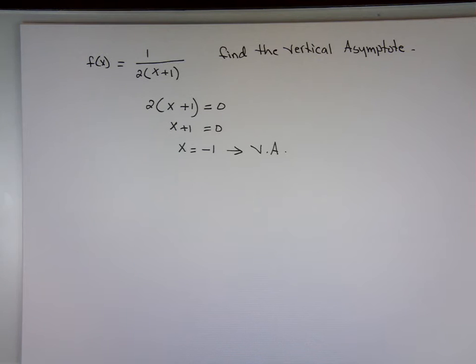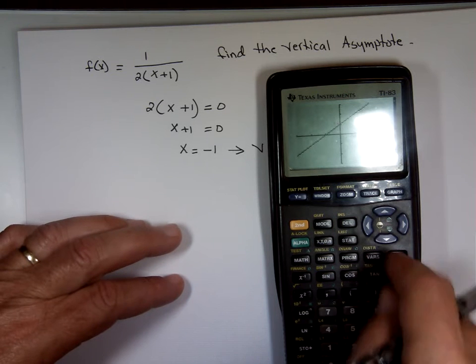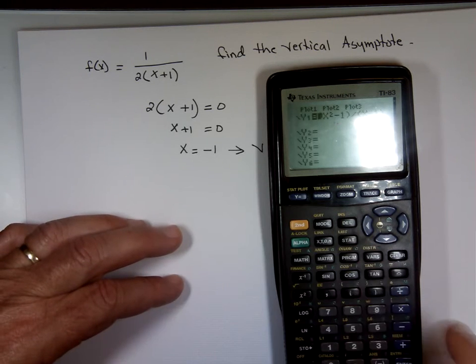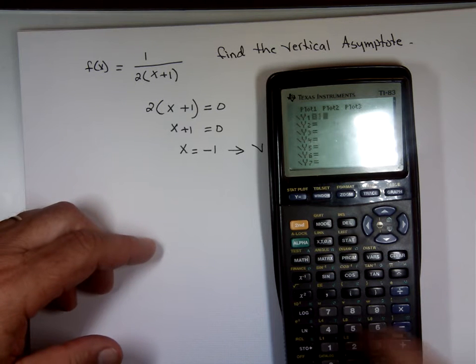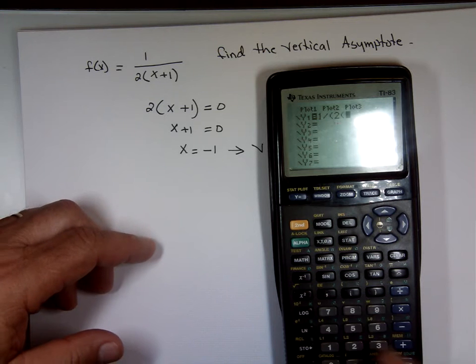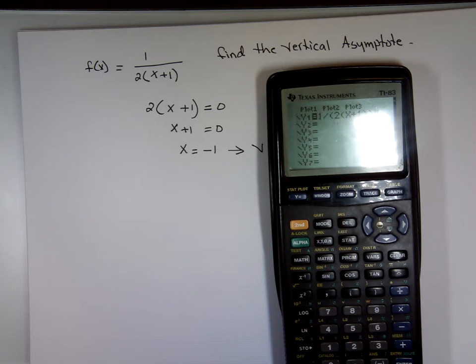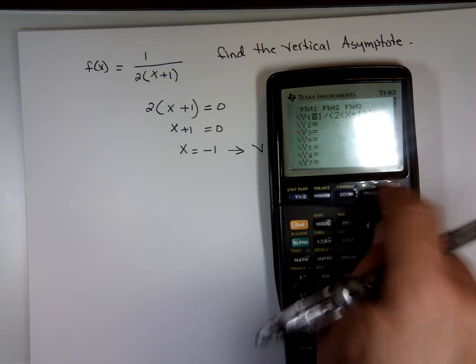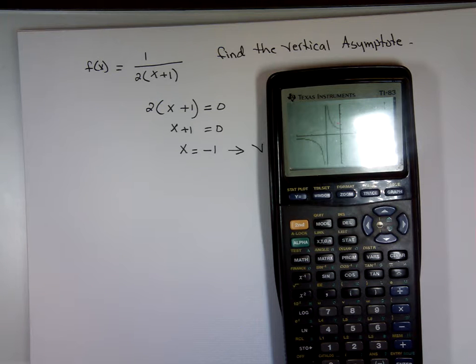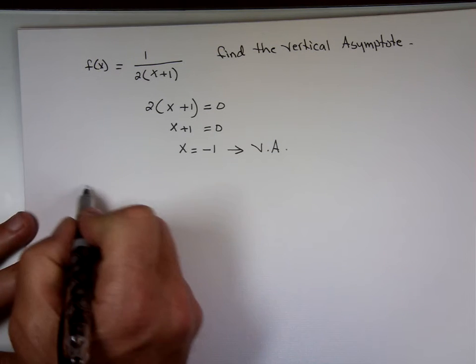Where's my calculator? Right here. One divided by parentheses 2 times parentheses x plus 1. If you didn't know by now, I'm a fan of parentheses here. And I go graph it. You should see at minus 1, there's a line that goes straight up and down. Can you see it on the screen? That's your vertical asymptote. In some cases, you have more than one, like this one.